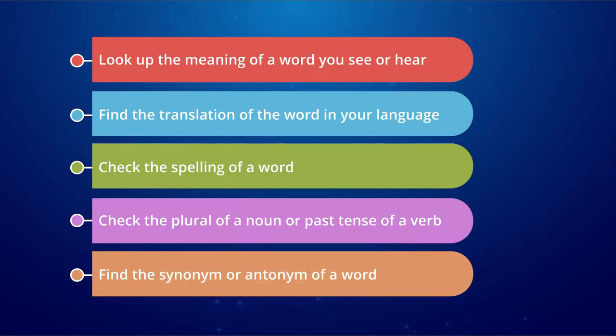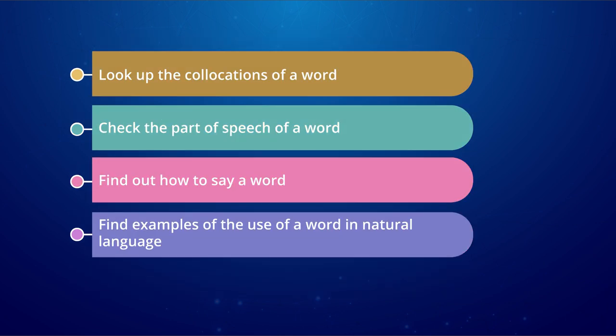For example, if you are stuck with some word, you can always look up the meaning of a word you see or hear. Then find the translation of the word in your language. So, in this dictionary, you can refer to any word and find out the meaning given in front of the main word. Then you can check the spelling of a word, the plural of a noun or the past tense of a verb as well. It is very well given in the dictionary. Then find the synonyms or antonyms of a word, the opposite meaning or the similar meaning. Then you can look up the collocations of a word. Then you can check the part of speech of a word and find out how to say a word.